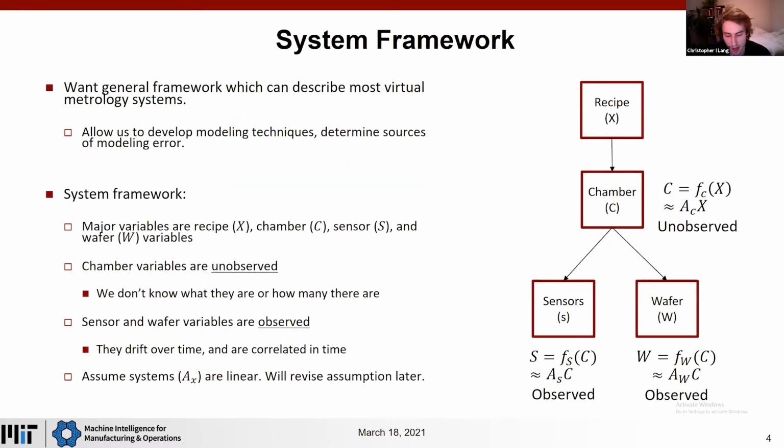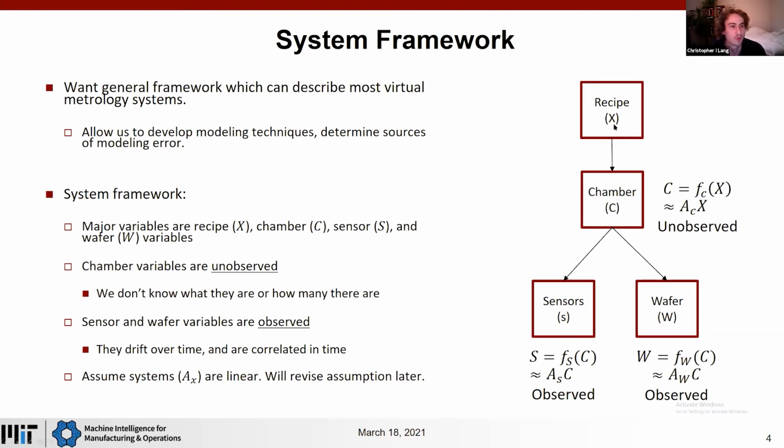So I ended up coming up with this framework for virtual metrology systems, which I think captures the main ideas of what is going on, and it can describe most different virtual metrology systems. I use this framework to develop modeling techniques, compare different ones, and also think about the sources of error that arise from this framework.